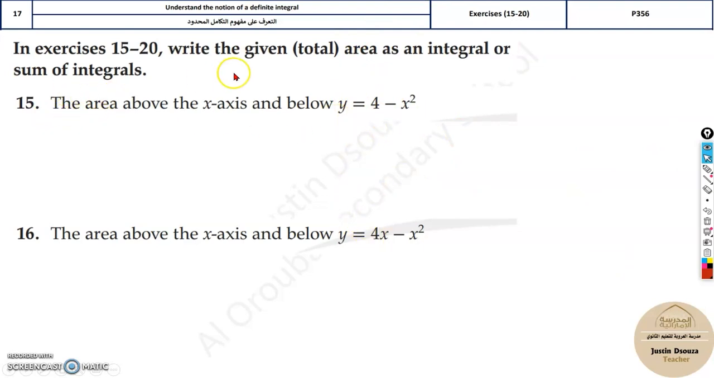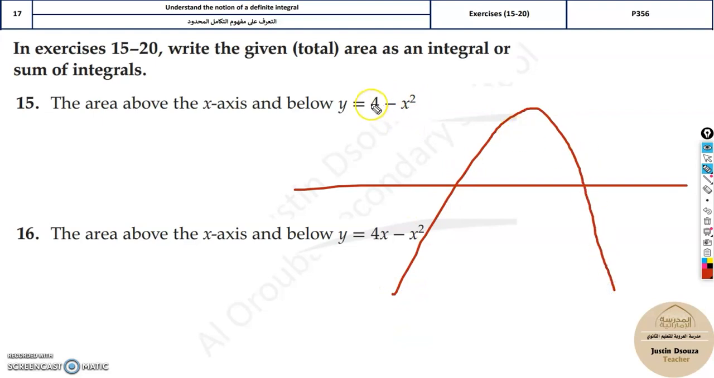Now look over here. They have told you to write all these statements as a definite integral to find the area. The area above the x-axis and below this curve. See, this is the x-axis. They have told us this is a curve. Now, how do you understand this curve? It's a quadratic, x power 2, and since it's minus, it'll be something like this. And this is plus 4, so it's above here. The tip will be at 4. The y value is around 4 over here.